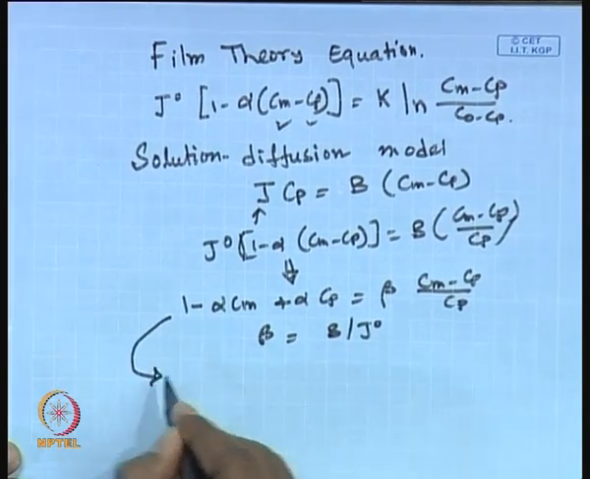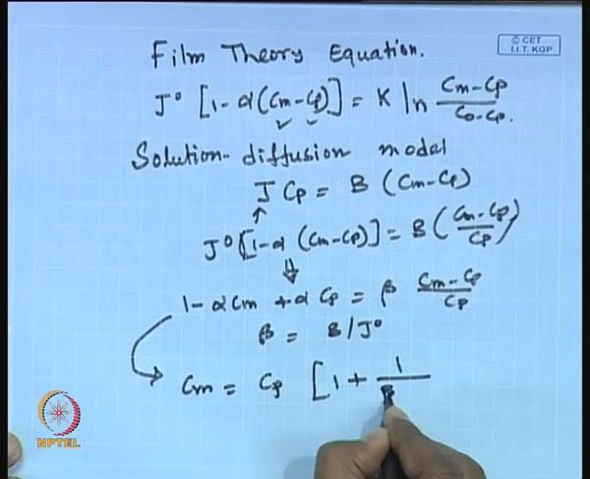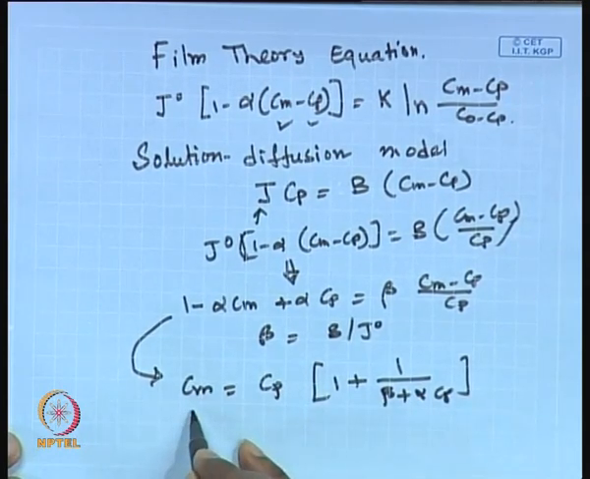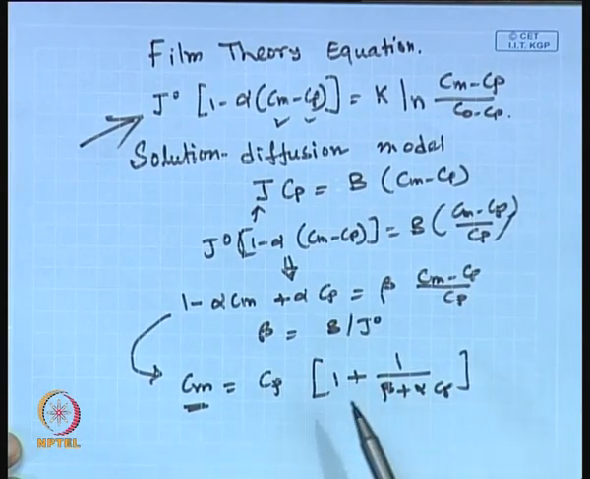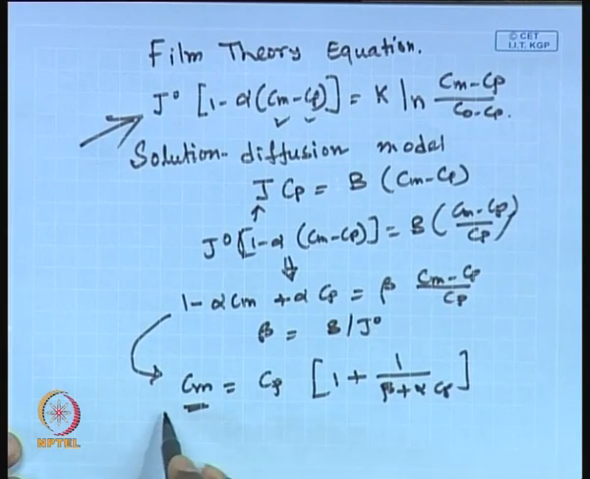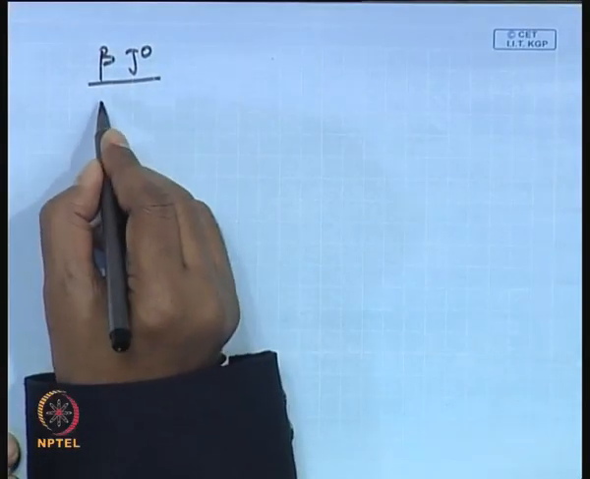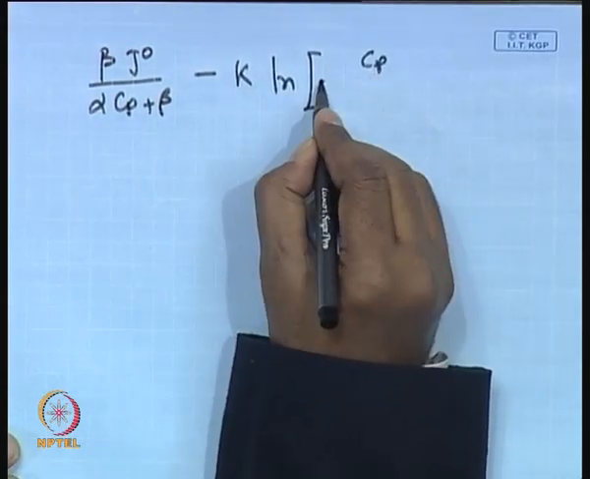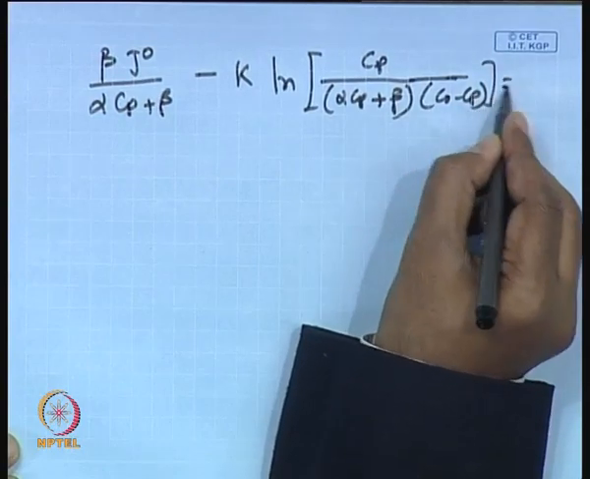So, one can get the expression of C m out of it in favor of C p. That will be very simple. C m will be equal to C p into 1 plus 1 by beta plus alpha C p. Okay. In fact, you can derive all these relations on your own and confirm. Now, you combine this with the governing equation, the film theory equation and Darcy's law, and can get a nonlinear algebraic equation on C p only. Now, if you substitute the expression of C m here, let us see what you get. All you get is B J naught alpha C p plus beta minus k ln alpha C p plus beta into C naught minus C p is equal to 0.